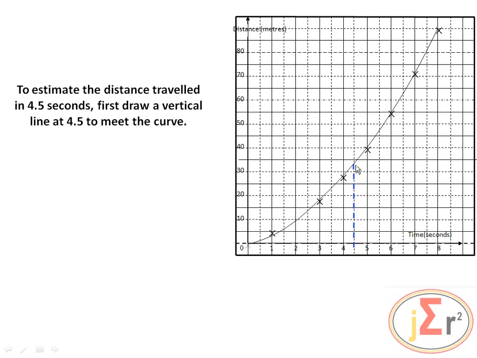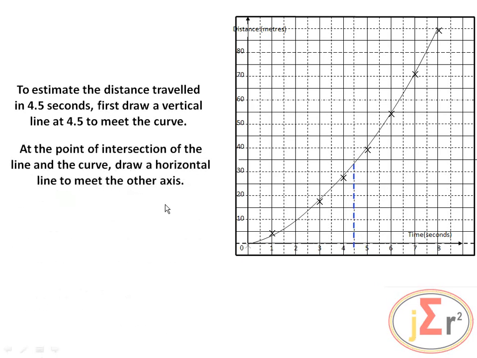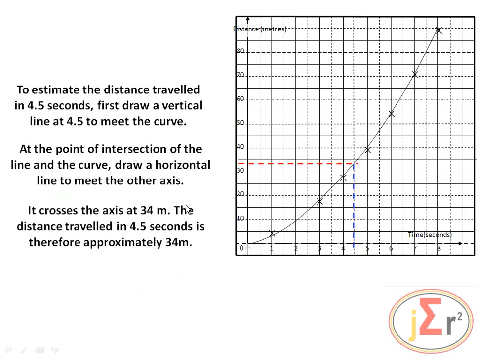Then what are we going to do to find the distance? Go across there. So at the point of intersection of the line and the curve, draw a horizontal line to meet the other axis. It crosses the axis at 3.4 meters. The distance traveled in 4.5 seconds is therefore approximately 34 meters.